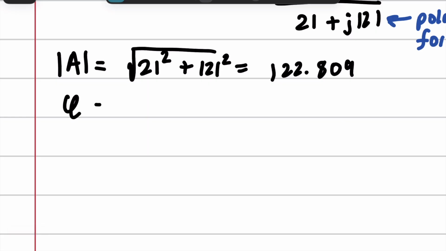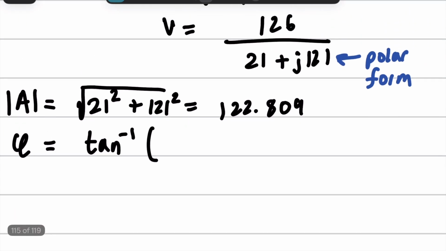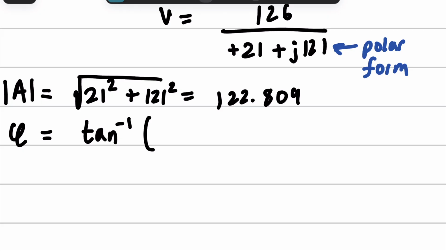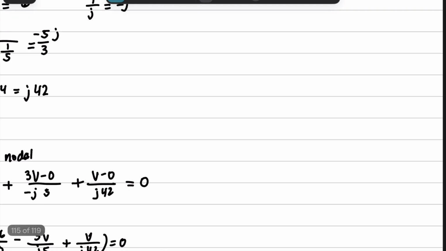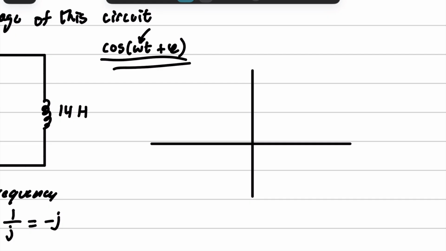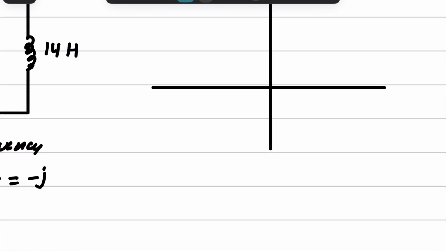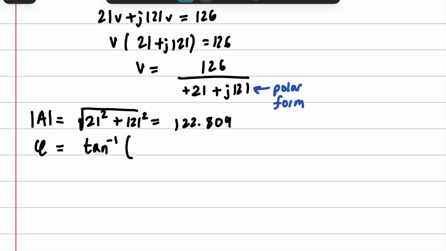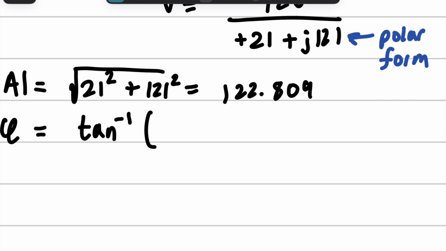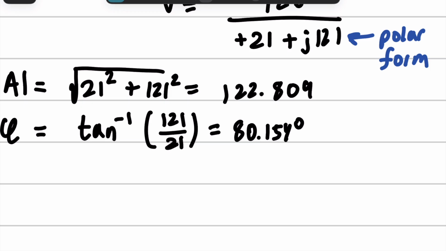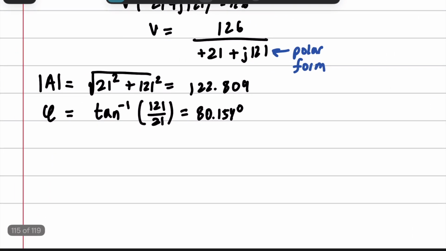And then we're going to need our phi, and our phi is going to be tangent inverse, and thankfully we are in the first quadrant for this first one, so it's pretty easy. To visualize that, we're in the first quadrant, so it's going to be somewhere right here. We're going to take 121 divided by 21, and that is approximately 80.154 degrees.